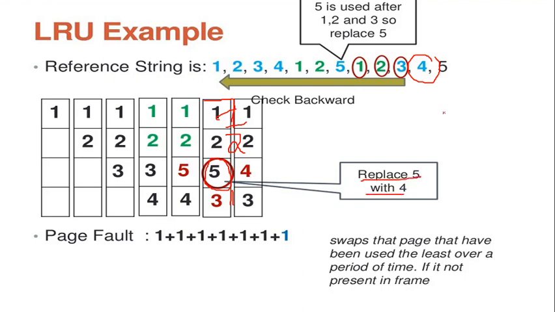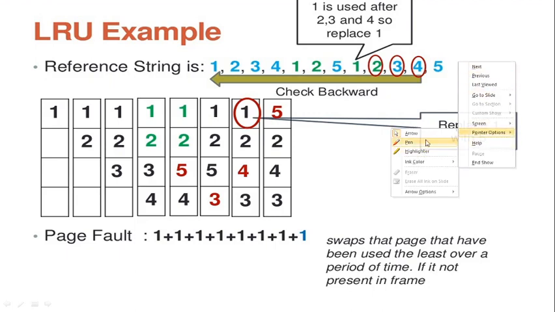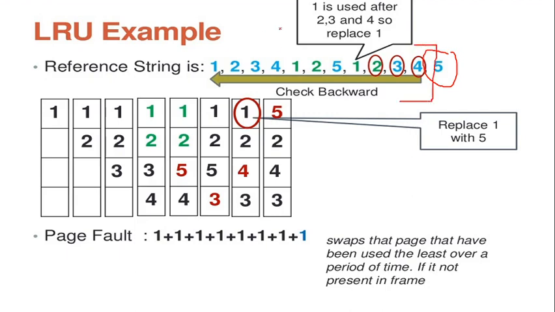So in our next term, we have 5, right? This is our term, so we are going to do the back checking from here. The first one will be 4, 3 will be the second, and 2 will be the third one. So we have to replace 1, right? So 5, 2, 4, 3, it is replaced.